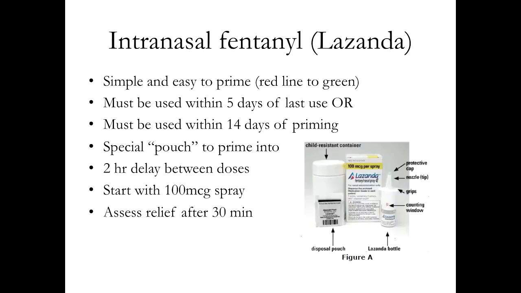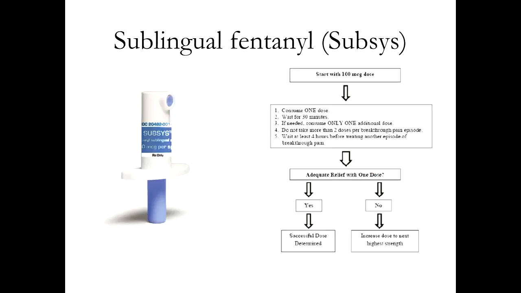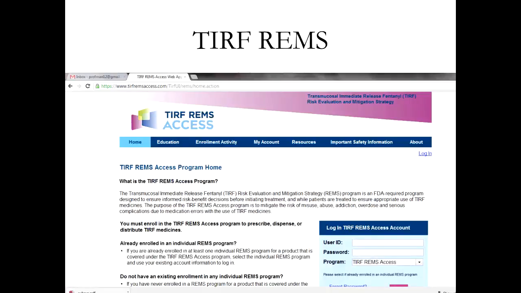There's, again, probably not necessary to go through all of these different things. I just basically put this up for your reference. Please don't spend any time other than just for your own interest looking at these, but this may be handy one day down the road for you. Sublingual fentanyl or Subsys has its own method of delivery and priming instructions and all of those things. And this is what the TIRF REMS website looks like. You can register for this as a pharmacist and become registered for TIRF in order to actually stock the medications within your pharmacy.